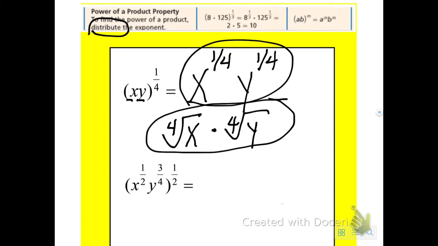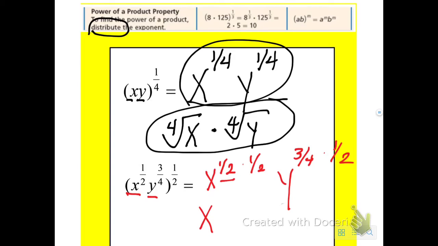Here's another example. Again, I've got two different bases. So I'm trying to raise both of those bases to the 1/2 power. So I'm going to say x to the 1/2 times 1/2. And the other base y, 3/4 times 1/2. If I multiply my exponents for each base, 1/2 times 1/2 is 1/4. Do the same thing with y. 3/4 times 1/2 is 3/8.